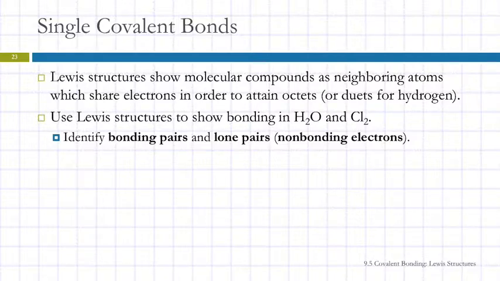So water. Well, water has an oxygen atom. How many valence electrons does oxygen have? 6. So we can represent oxygen as O with 6 dots around it. And hydrogen has how many valence electrons? 1. So there's a hydrogen atom. And we're going to put another one over here.